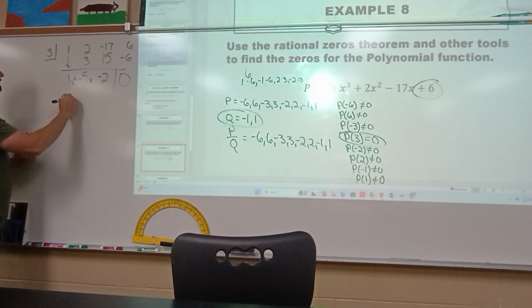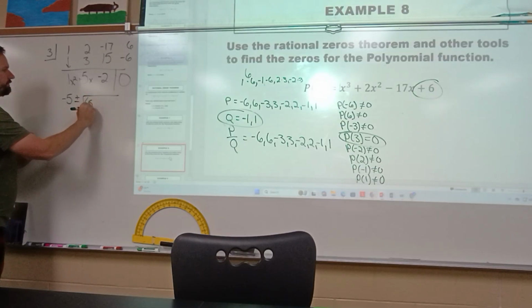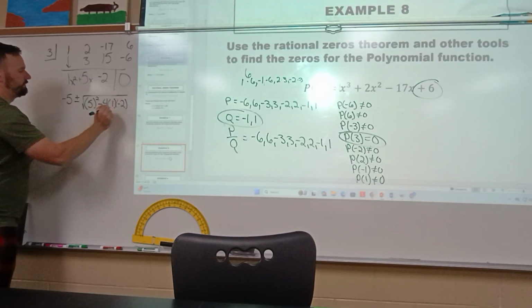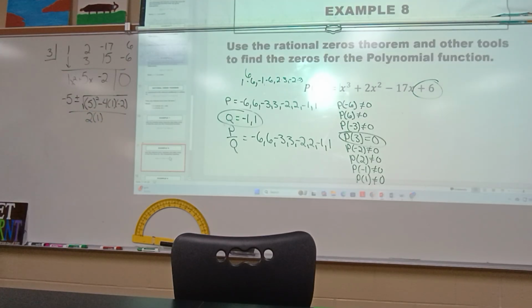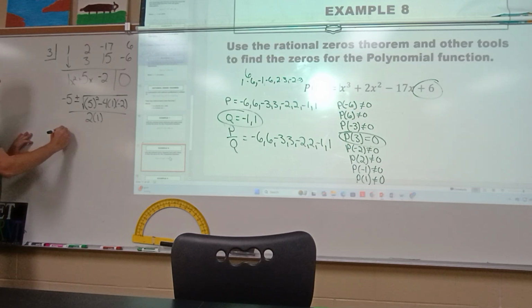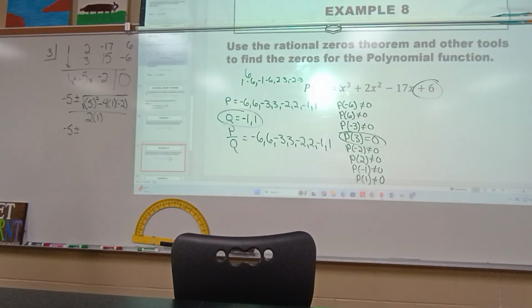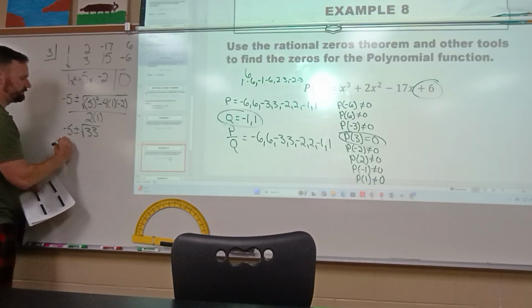So -5 plus or minus the square root of 5 squared minus 4 times 1 times negative 2, all over 2 times 1. Okay? So it's negative 5 plus or minus root 33 over 2.